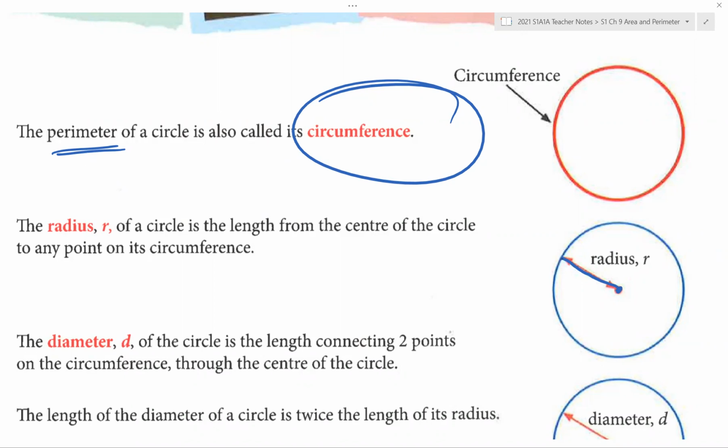Okay, so this over here is called a compass. Look, it allows us to draw circles.